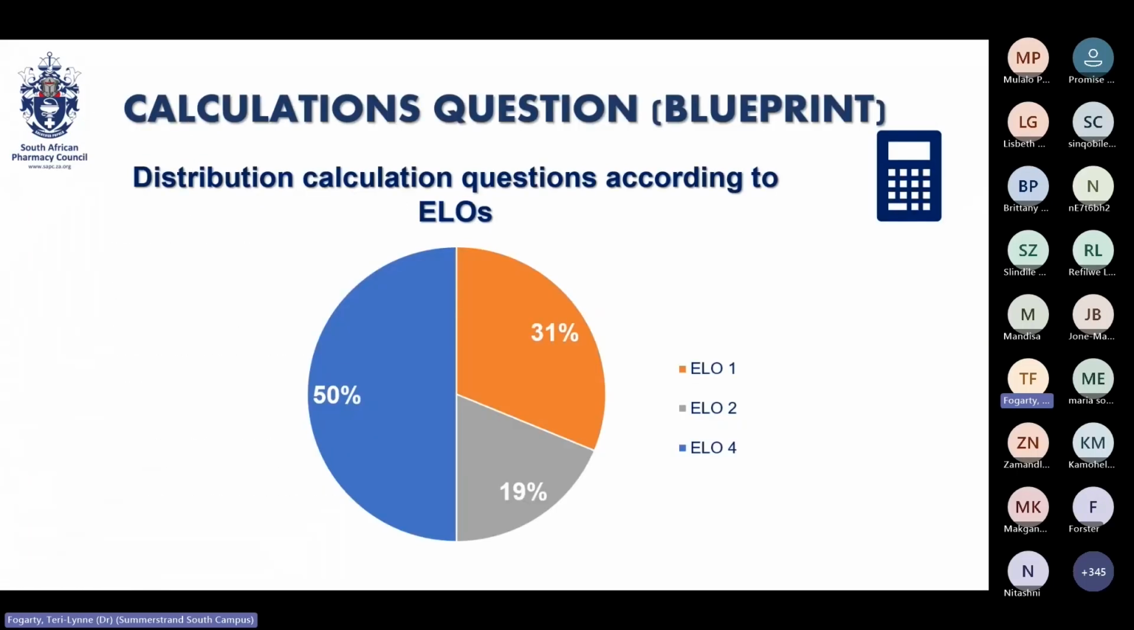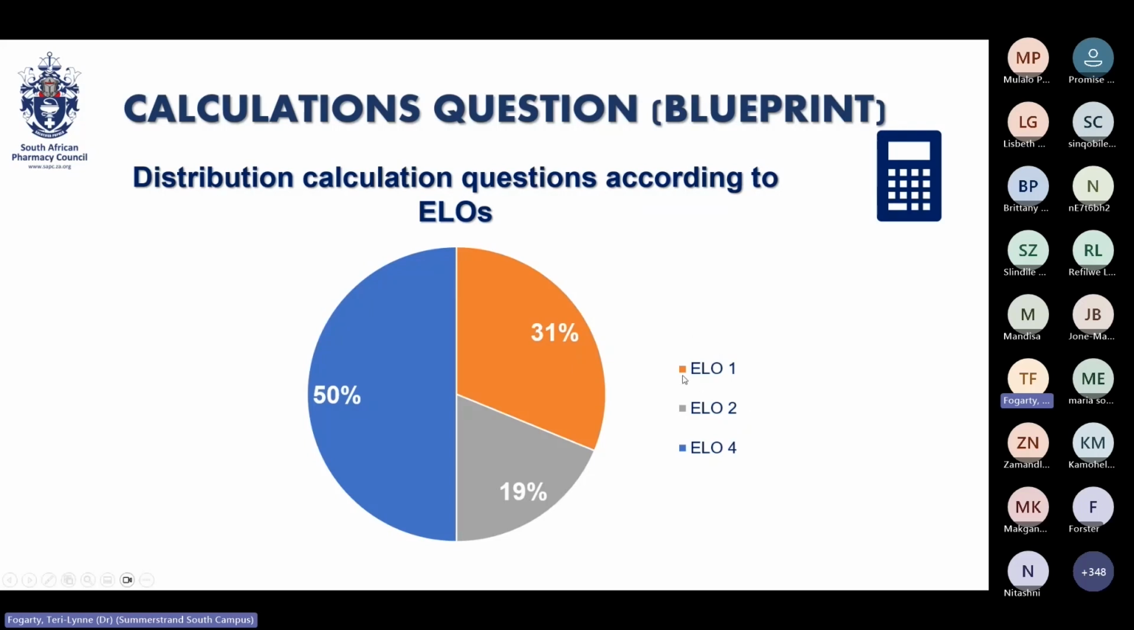Okay, so we're going to look at the calculation questions now and how the calculation questions are broken up. Okay, so you will see from this diagram that only 3 of the exit level outcomes actually have calculation questions associated with them. Okay, so the first ELO, 31% of the calculation questions come from that ELO.